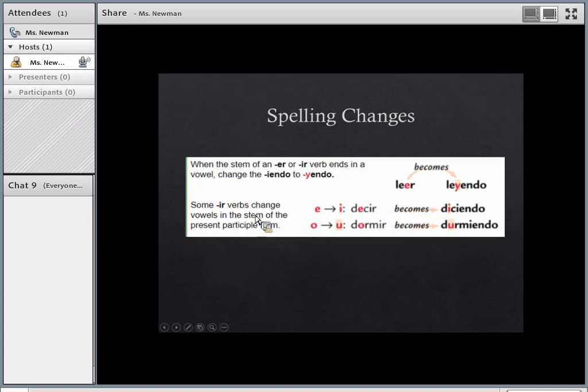Some IR verbs change vowels in the stem of the present participle form. So we have decir becomes diciendo. Make sure we understand that present participle is another way of saying gerund. It's in the present. -Ing means it's happening right now, and -ing is a participle that you add, right? So present participle is the same thing as calling it a gerund. So diciendo, or dormir becomes durmiendo. Those are some important ones to be aware of.